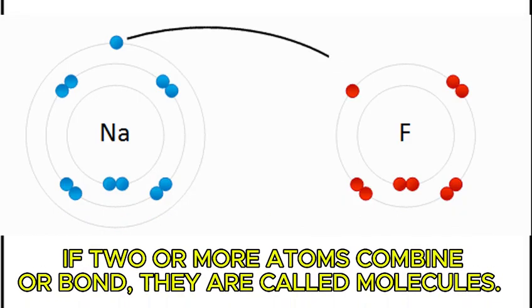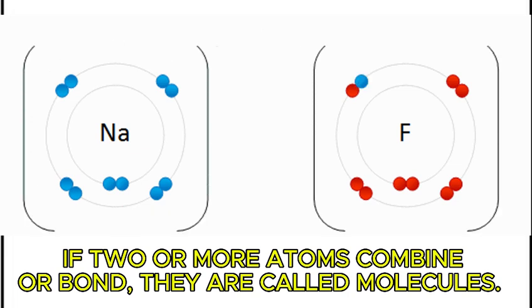Gaining or losing electrons will lead to chemical bonding. If two or more atoms combine or bond, they are called molecules.